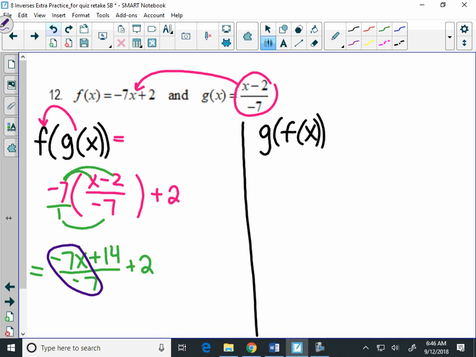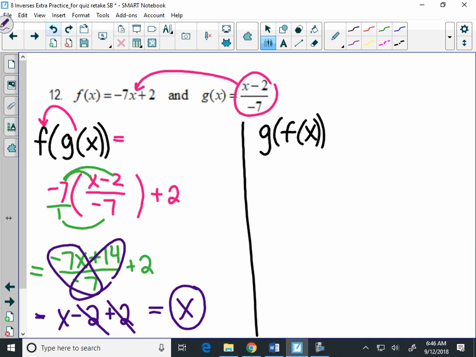Negative 7x over negative 7 is just x. 14 over negative 7 is negative 2, plus 2. And then like before, the negative 2 and positive 2 cancel off, and you get a result of x. Either way you simplify that problem is correct because you're multiplying here.